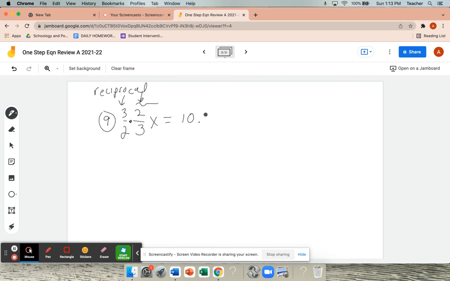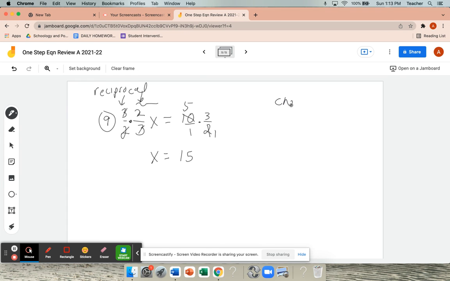So I have to do the same to both sides. Put the 1 under the 10. Okay? So the 2's cancel and the 3's cancel, and I get 1x left over. Multiply by the reciprocal. Now I can cross cancel. 2 divided by 2 is 1. 10 divided by 2 is 5. 5 times 3 is 15.